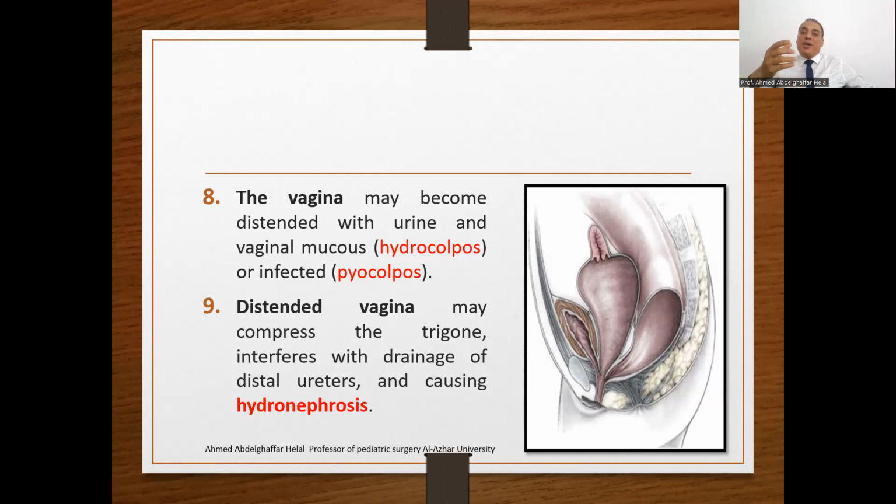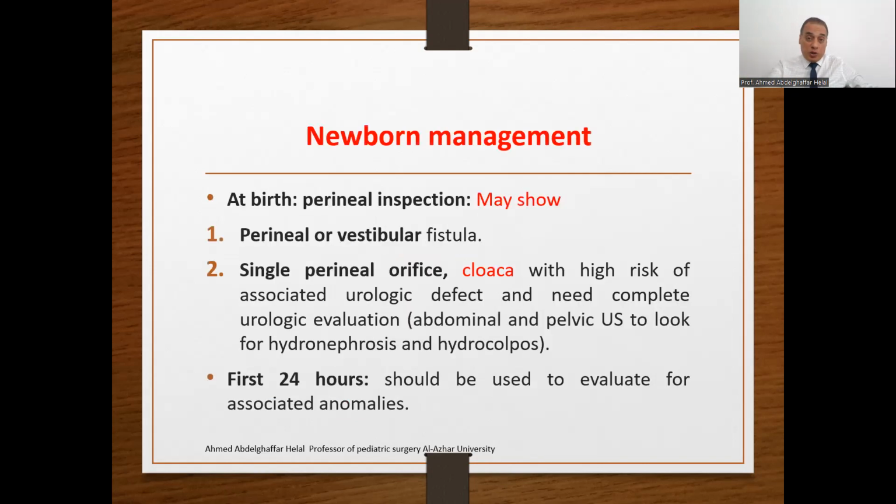If you see a female child presenting with a long common channel, you must exclude the presence of hydrocolpos or hydrometrocolpos, and the presence of hydronephrosis, by performing ultrasound. It's very essential for the pediatric surgeon.